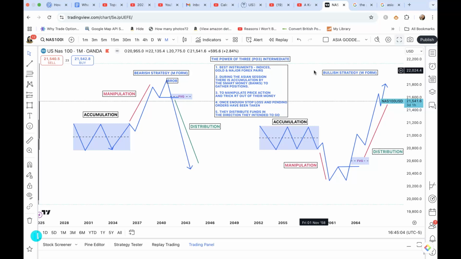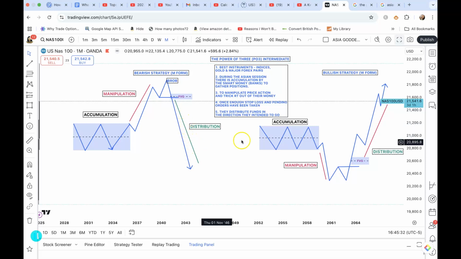That's what it's designed to do. So manipulation is going on because, as you can see here, they're having the retail traders think we're going up, we're going up, we're going up. Okay. And once enough stop losses and pending orders have been taken, they distribute funds in the directions they intended to go. Okay. And what we want to do is just follow their coattails.